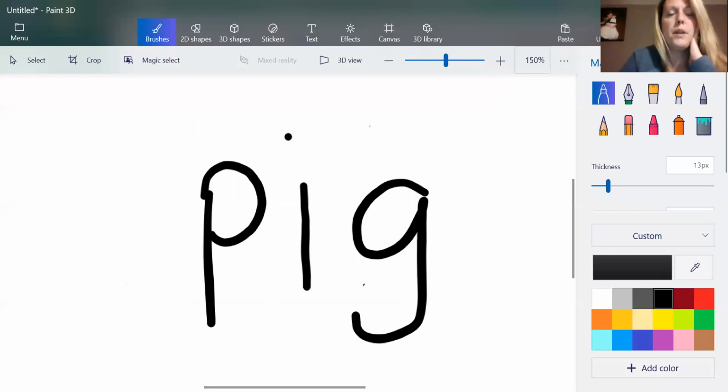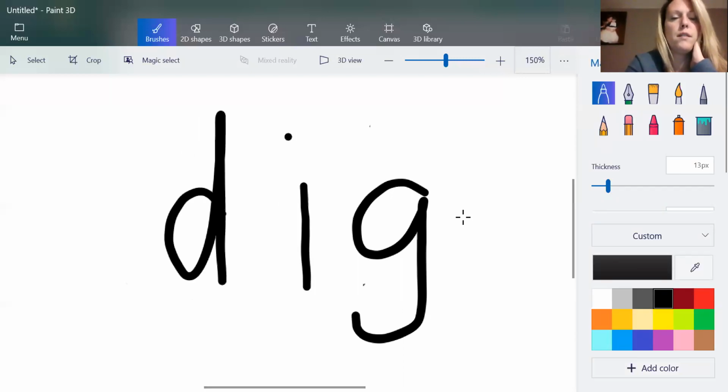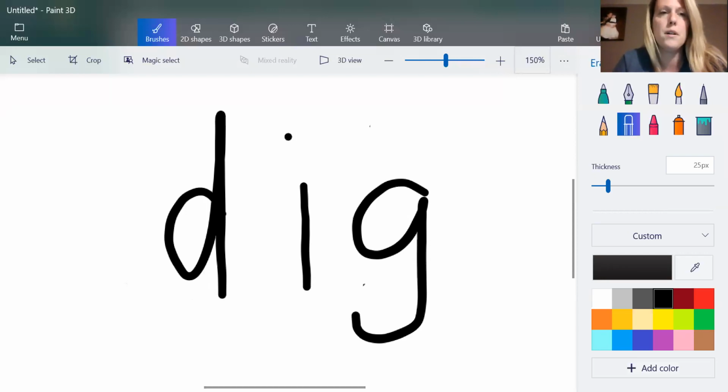Now I'm gonna change f to p. I'm gonna take away f, and I'm gonna change it to p, p, p. P, ig, p, ig, pig. Now I'm going to change the p, taking away p, and I'm changing it to d, d. So it's now d, ig, dig. D, ig, dig. All right.